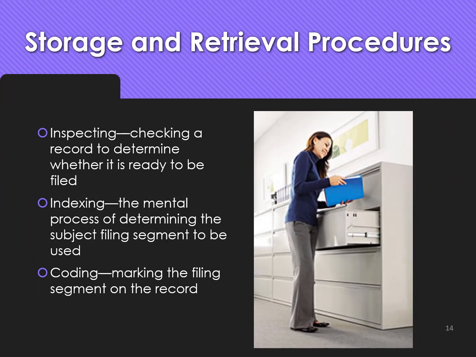Storage and retrieval procedures for subject filing are very similar to that of alphabetic, except that you're using the subject topics. You'll do the inspecting, where you check a record to determine whether it's ready to be filed. Then you'll do the indexing, the mental process of determining the subject filing segment to be used. Then you'll code and mark the filing segment on the record.